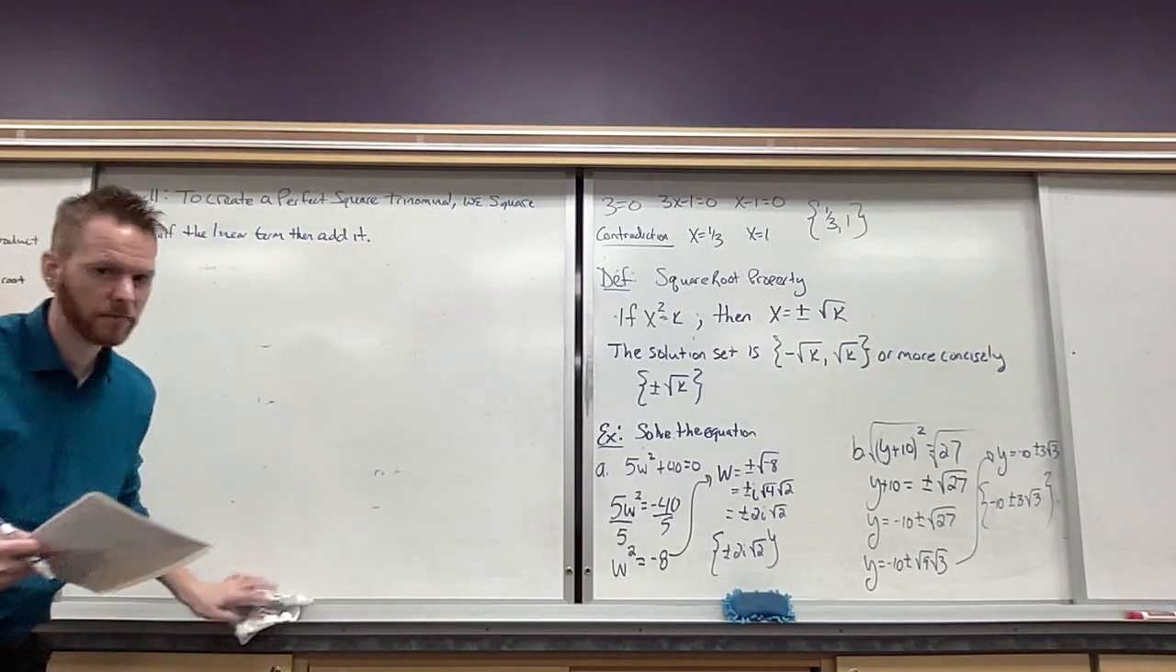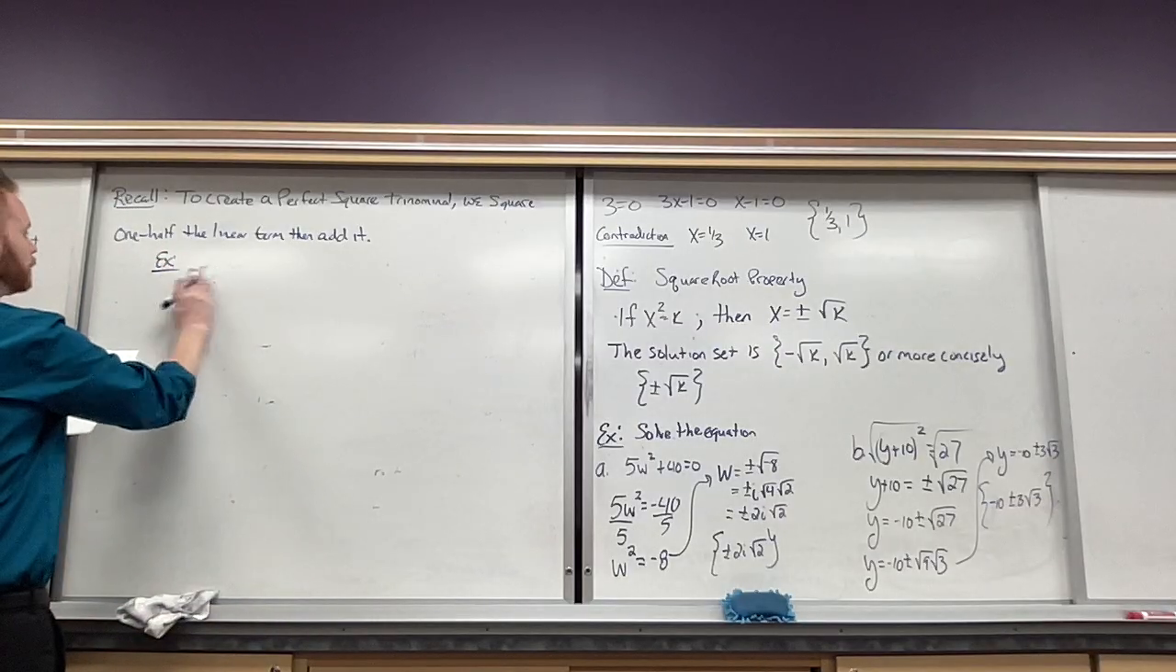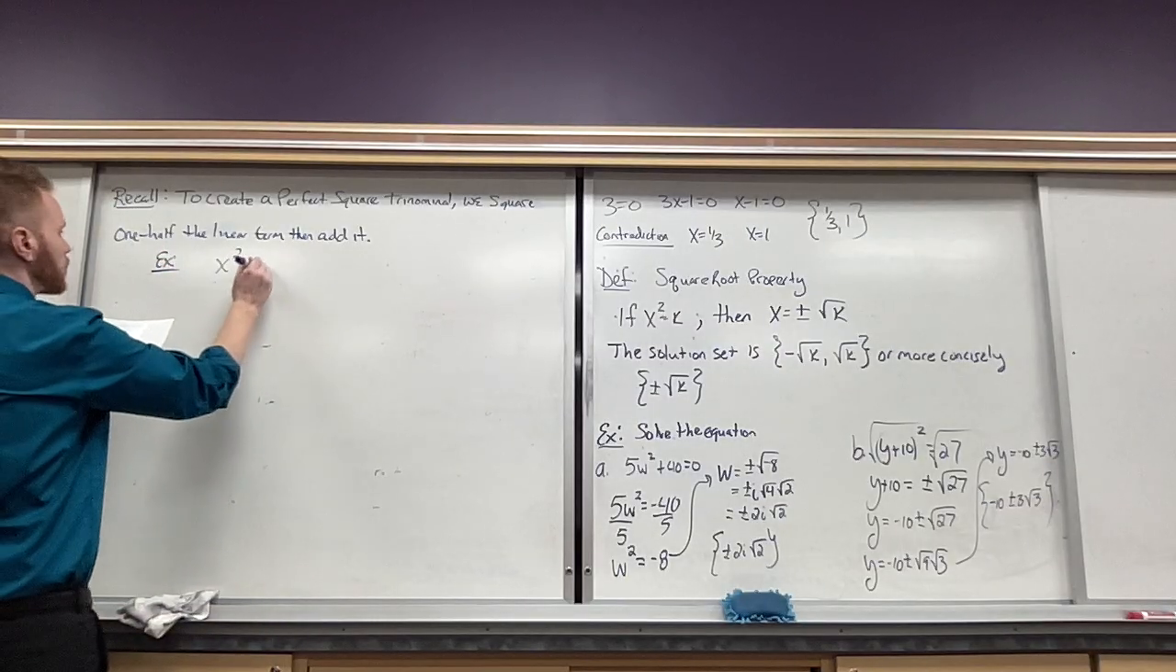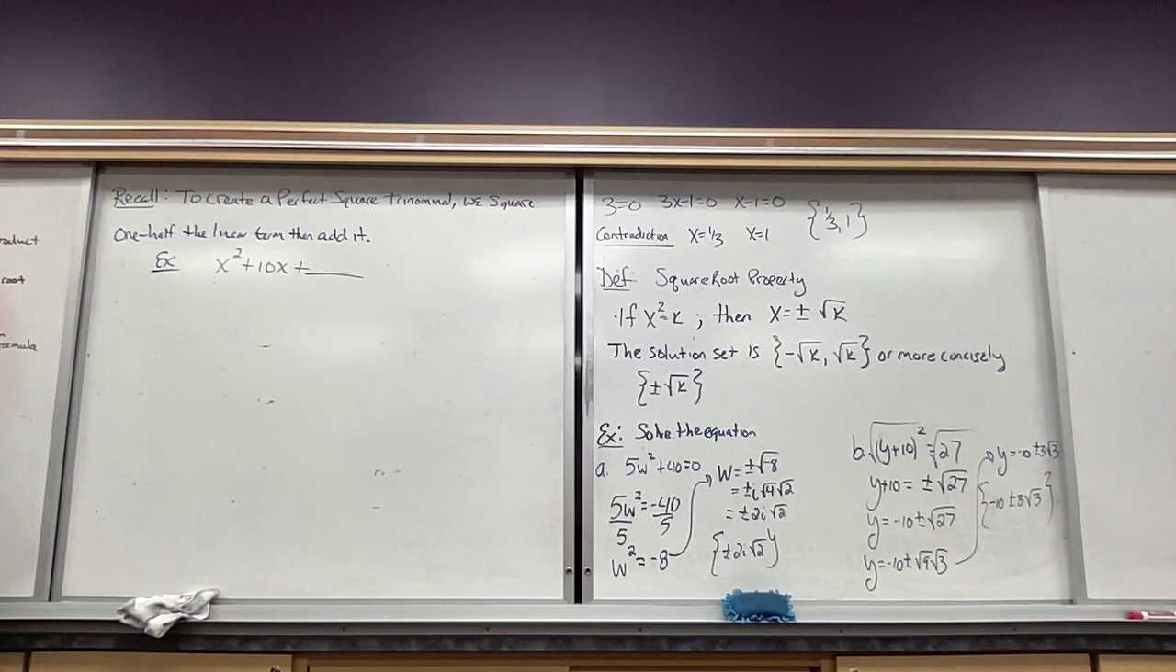It's always good to have an example with it, right? For example, if I had this guy, x squared plus 10x, what can I add to it to make it a perfect square trinomial?